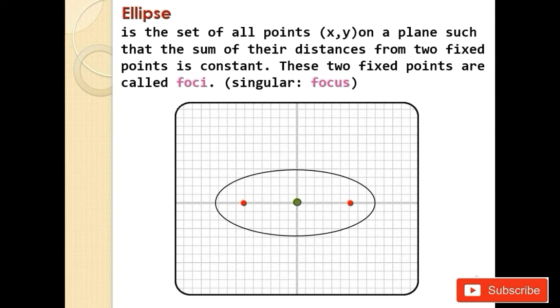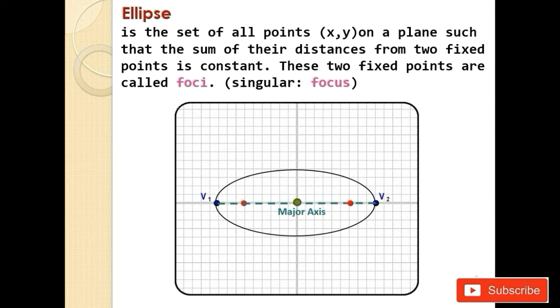Now, to graph an ellipse, there are important parts that we need to familiarize. First is the vertices. V sub 1 and V sub 2 represent the vertices of our ellipse. Second is the major axis. The major axis is the distance between vertex 1 and vertex 2. Sometimes it is called the longest diameter of the ellipse.